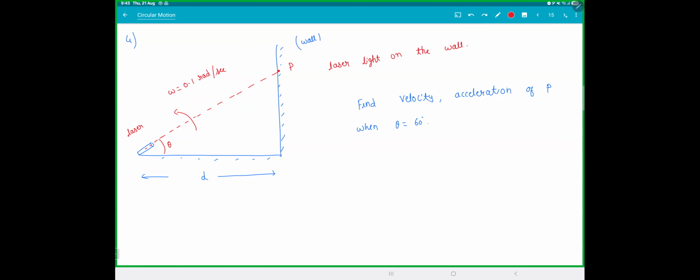Let's get this. There you can see we are just playing with one definition. Omega is d theta by dt. After that, it is all standard kinematics and all that stuff.